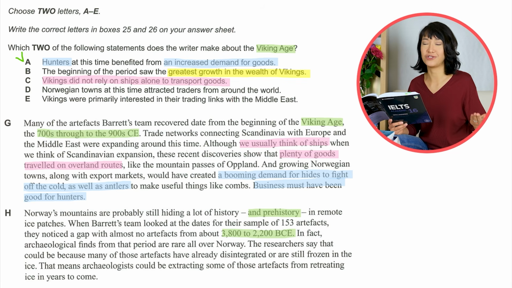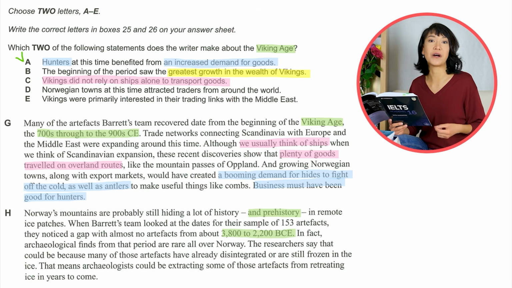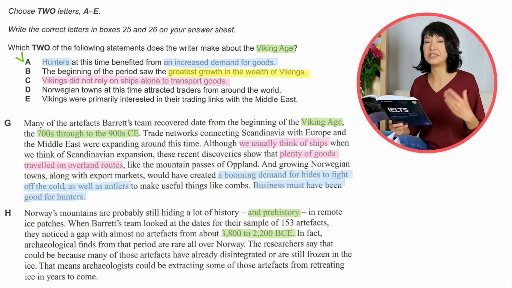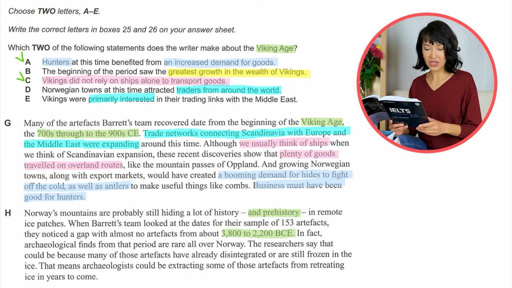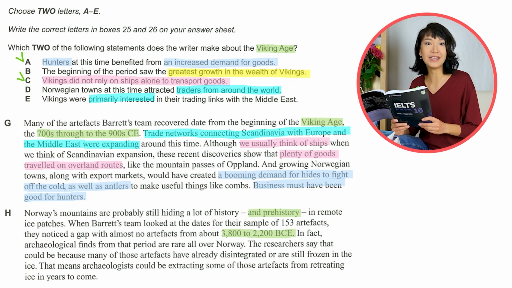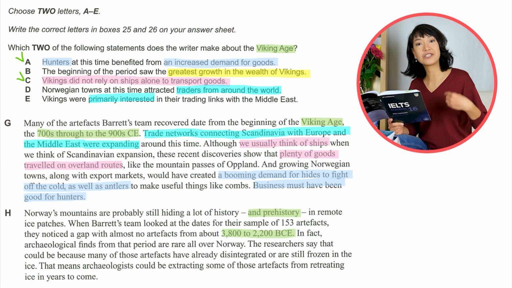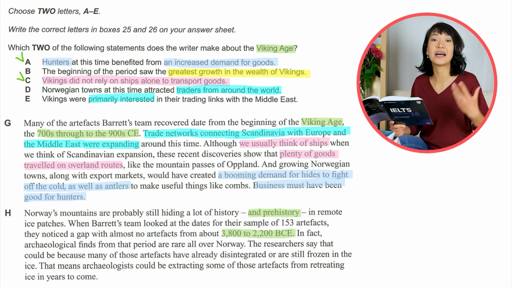But if we decide to check each option, well, option D. Norwegian towns attracted traders from around the world. And we know they were trading with Europe and Middle East. But around the world, no information. Option E. Vikings were primarily interested in their trading links with the Middle East. Again, according to the text, although they traded with the Middle East, we don't know which area the Vikings were mainly interested in.